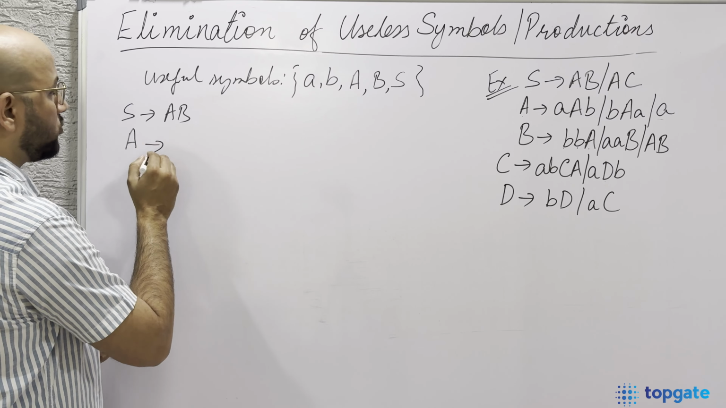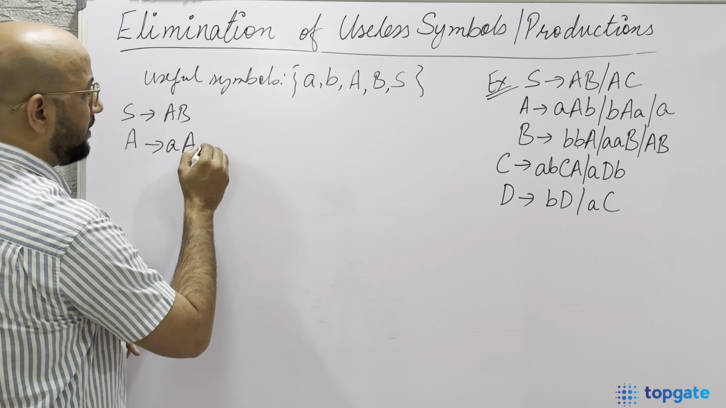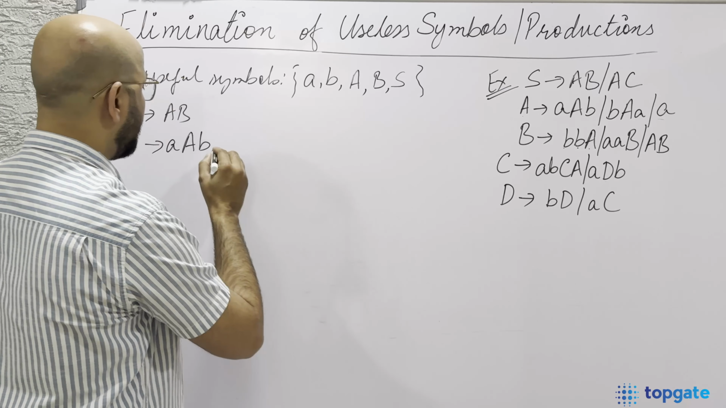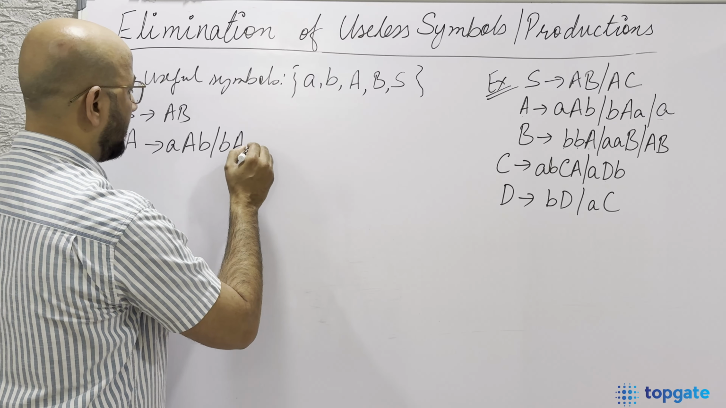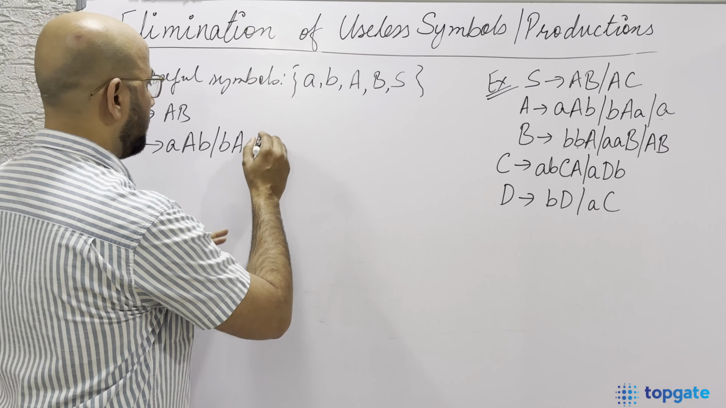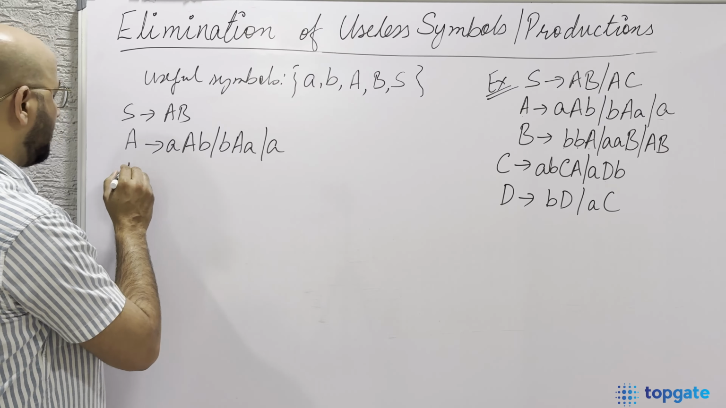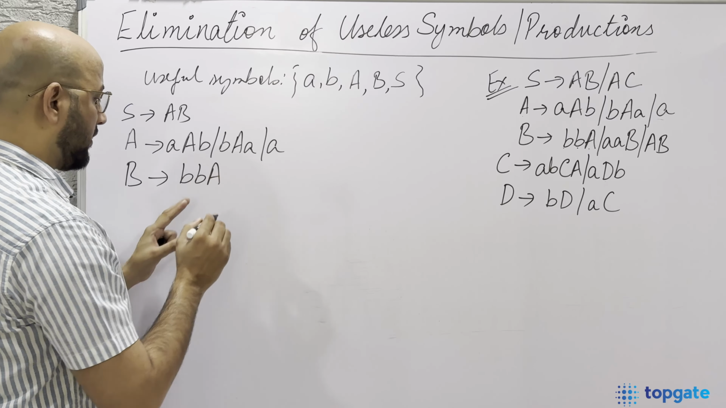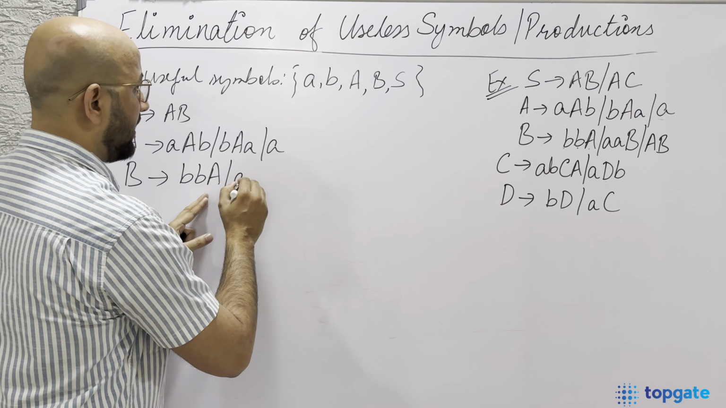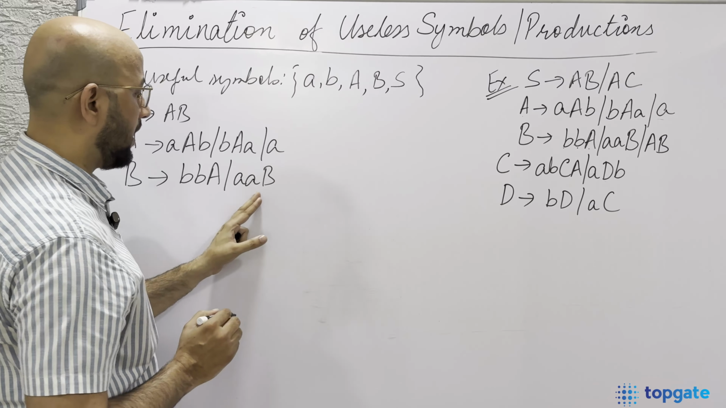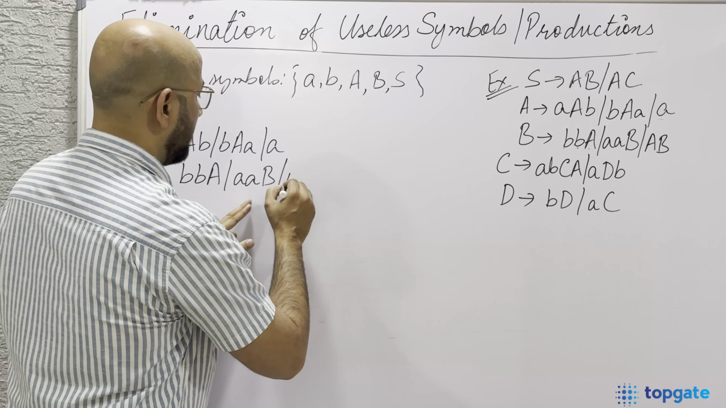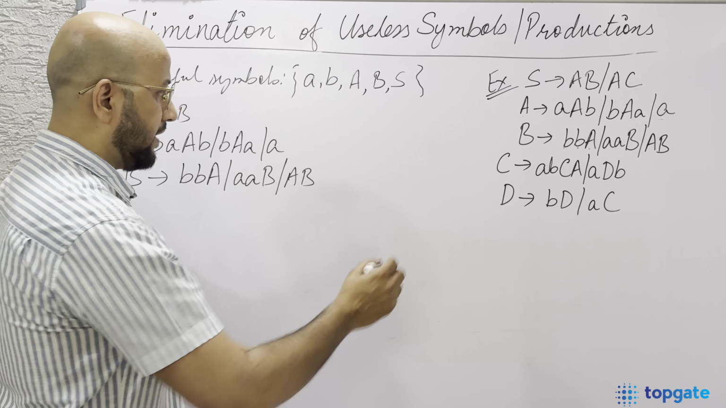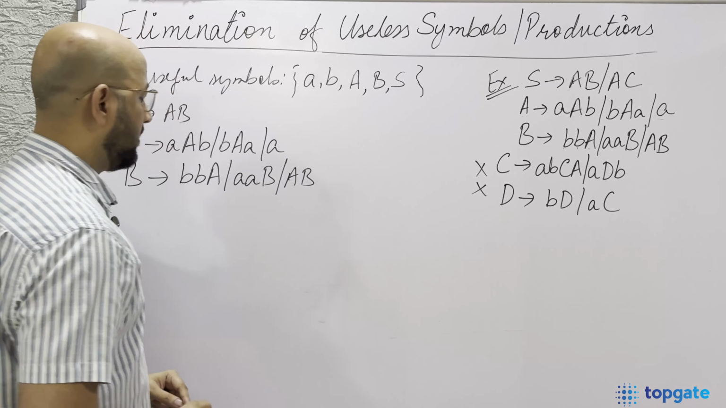So we have A tends to AB, again a useful production. Then we have BAA, again a useful production. Then we have A, so this will remain as it is. Then let's move on to B. For B, we have BBA, a useful production. Then we have AAB, again a useful production. Then we have AB, again a useful production, and C and D have to be eliminated. So I'm just eliminating this C and D here.